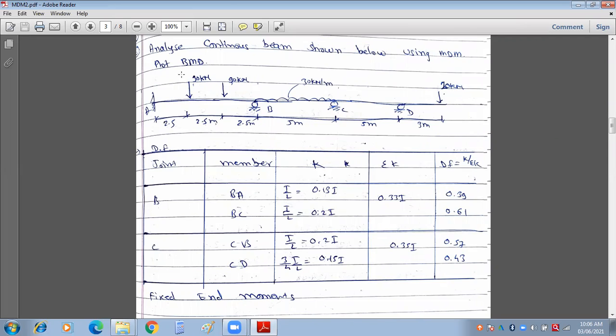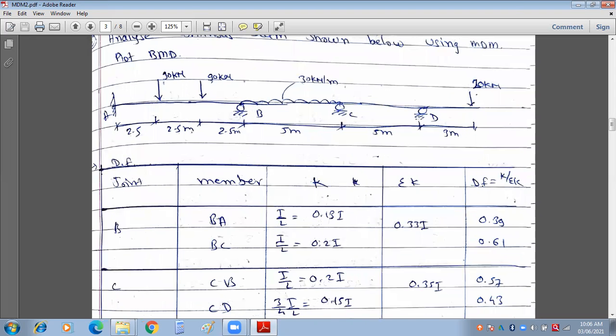For the member AB there are two point loads of 90 kN. For the span BC there is a 30 kN per meter UDL, and for CD there is no external load. For the overhang there is one 20 kN point load. The cantilever overhang is 3 meters.